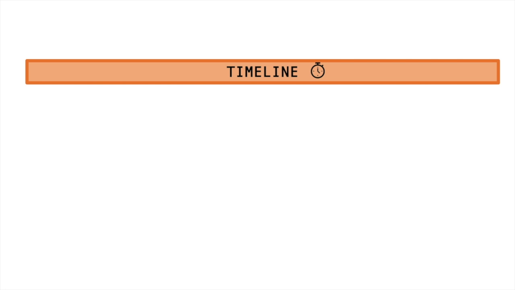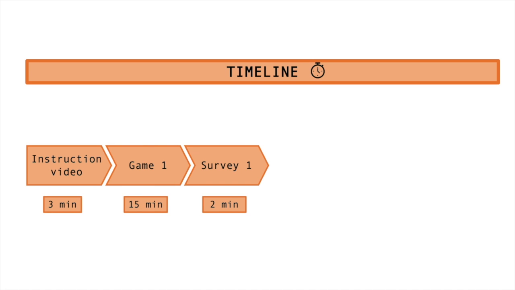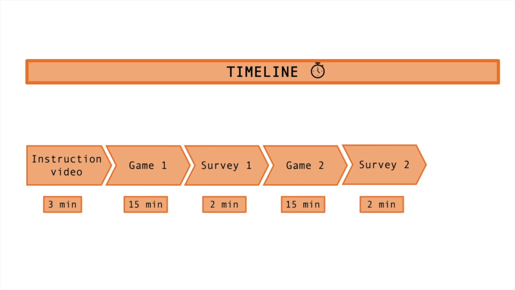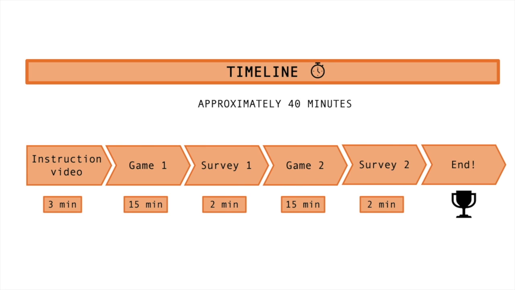This is a brief overview of the timeline. First, I will walk you through the instructions of the game. Then you will play part 1, the game, and afterwards the survey. Then you will play part 2, which is also a 15-minute game and then a 2-minute questionnaire. And then you're done. Now I will briefly walk you through the game instructions, so sit back and enjoy.